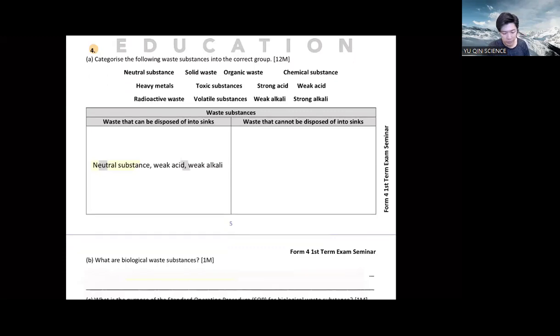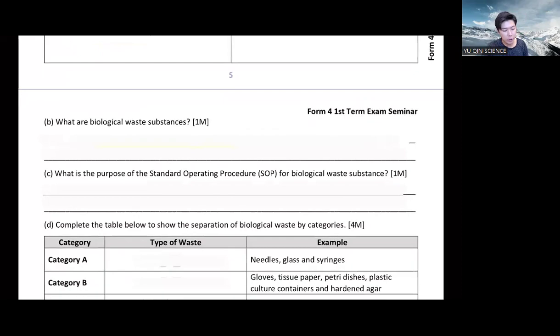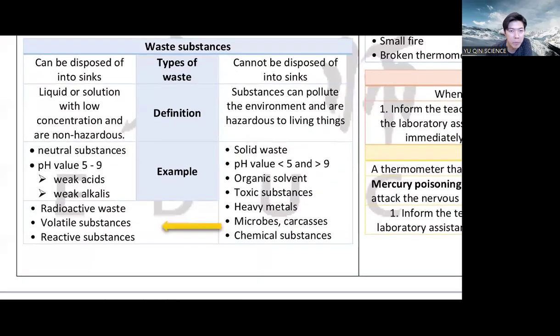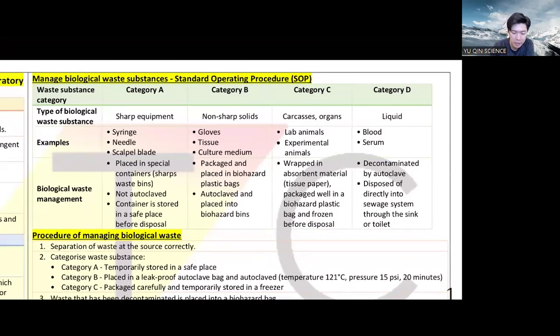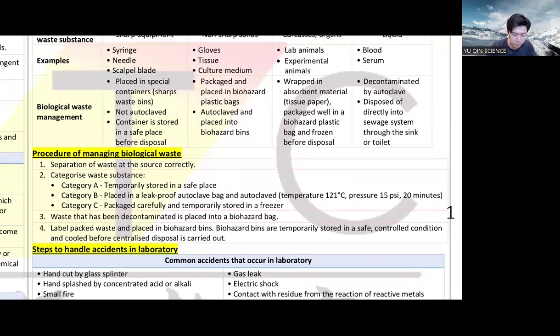Okay, what are biological waste substances? Biological waste substances mean substances that are from living things that are hazardous to the environment. So we need to follow steps to categorize them and manage the waste, basically. You cannot just simply throw them into the rubbish bin. We have steps to do it.